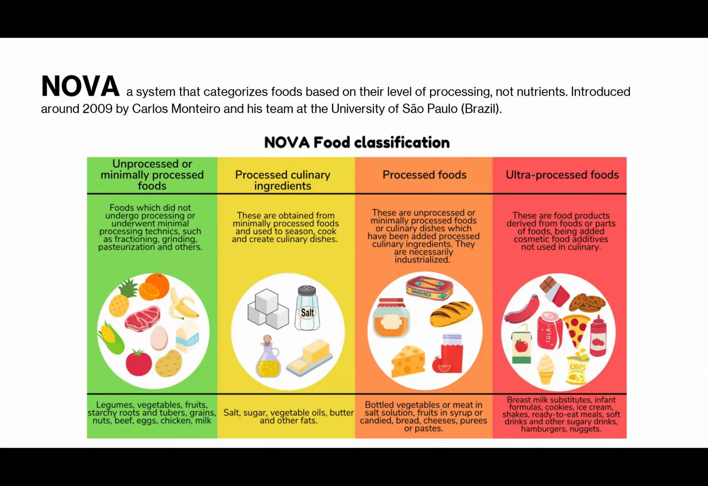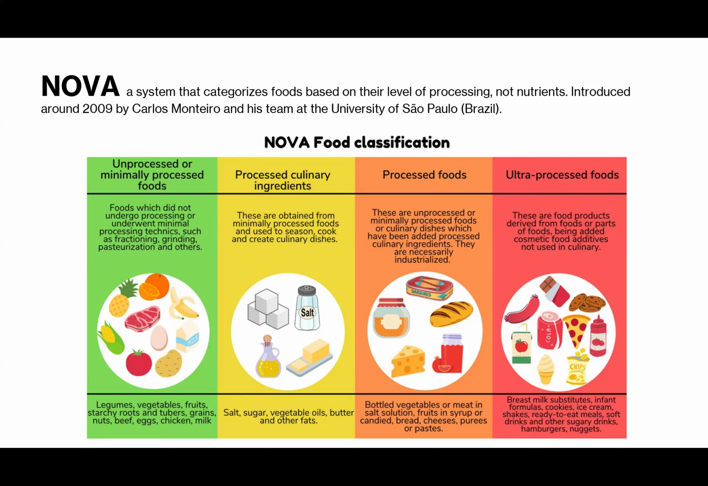In 2009, NOVA was introduced as a system of food processing classification. It is widely used now. It comes from Brazil, São Paulo. One scientist introduced it to create awareness of the danger and to make strict regulations about the food we consume.